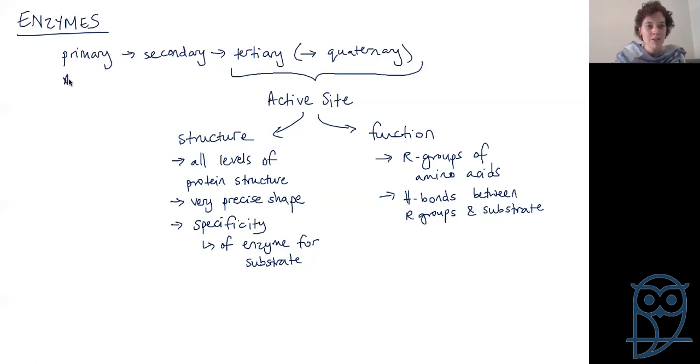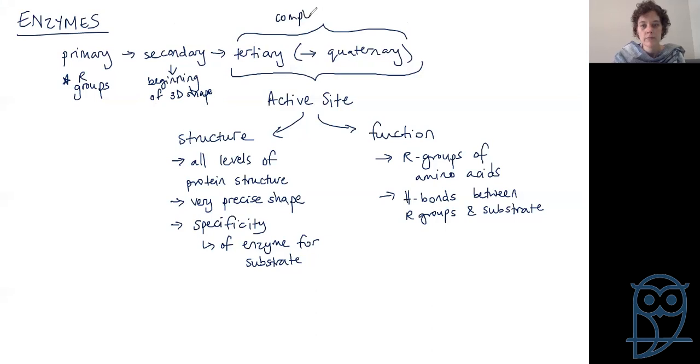So for primary, we need to take note of the R groups. Secondary structure is the beginning of the specific shape. And then tertiary and quaternary are the completion of the 3D shape. So even when it comes down to things like enzymes or globular proteins, we're talking about tertiary structure. We're talking about having those hydrophobics on the inside, hydrophilics on the outside.